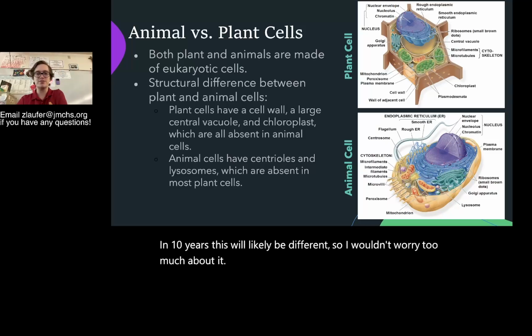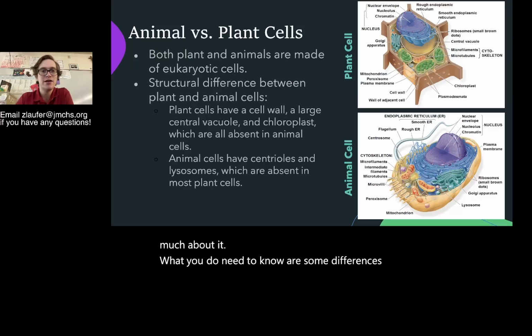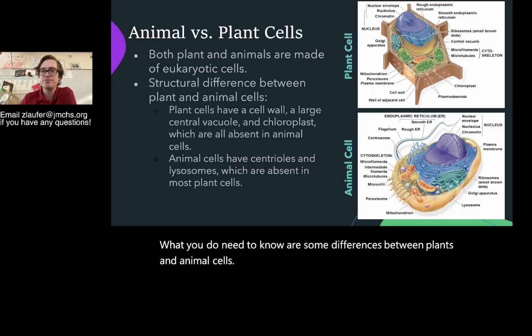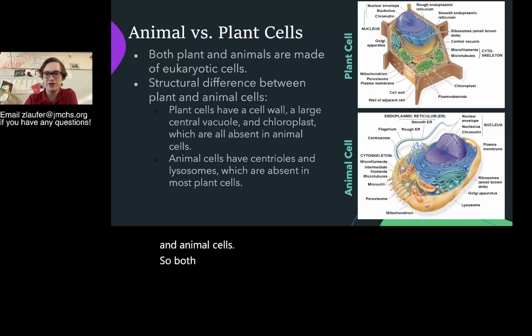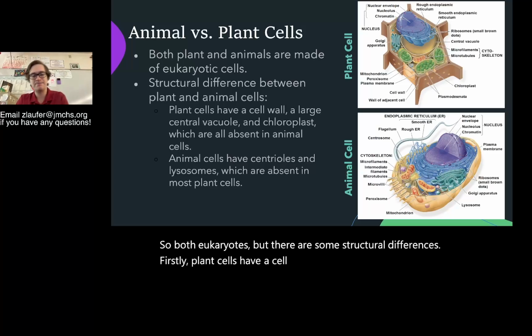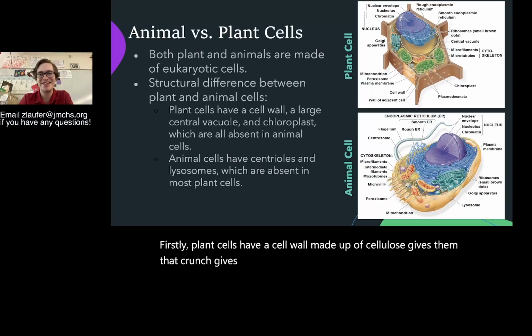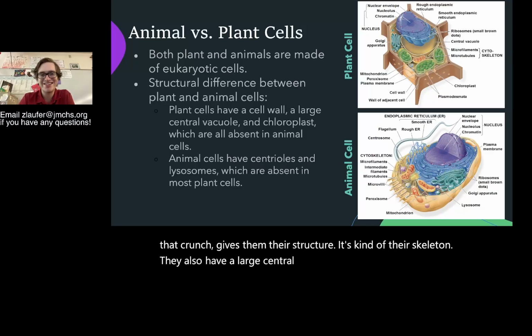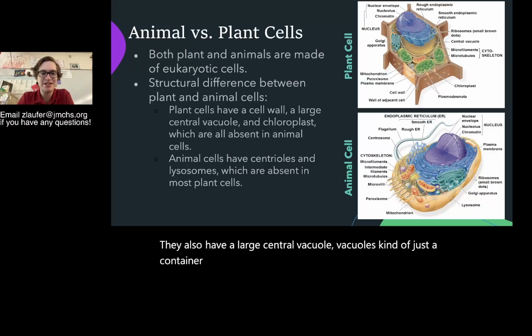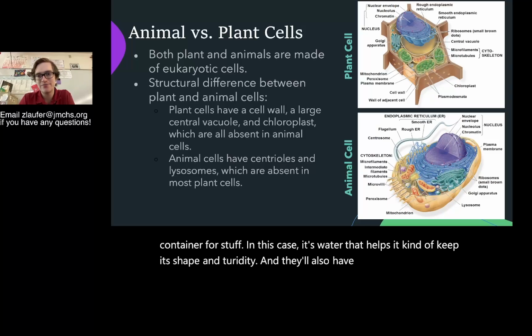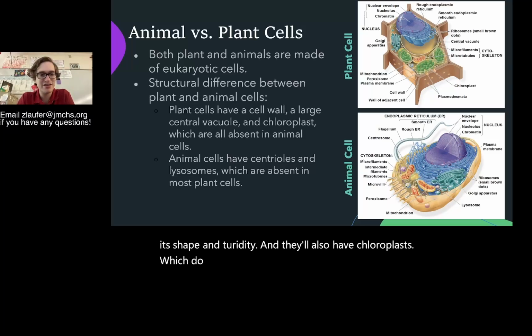What you do need to know are some differences between plant and animal cells. So, both eukaryotes, but there are some structural differences. Firstly, plant cells have a cell wall made up of cellulose, gives them that crunch, gives them their structure. It's kind of their skeleton. They also have a large central vacuole. A vacuole is kind of just a container for stuff. In this case, it's water that helps it kind of keep its shape and turgidity. And they'll also have chloroplasts, which do photosynthesis, all of which are absent in animal cells.